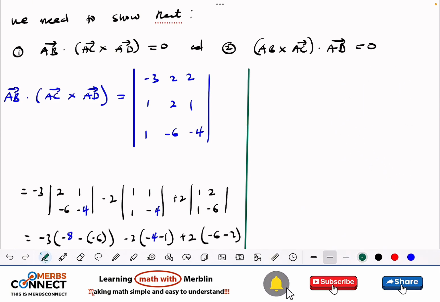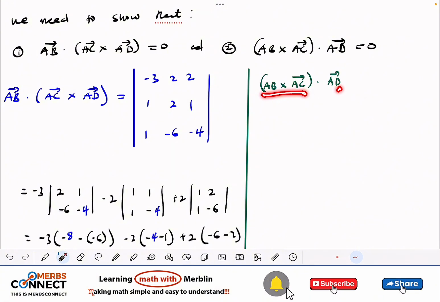So this one is going to be AB cross AC, right, dot AD. So basically what we are trying to do is we want to do the cross for this one first. When you finish, then we dot with this one. So I think we are going to have the same components in here, because this is basically going to be the same as what we just did.